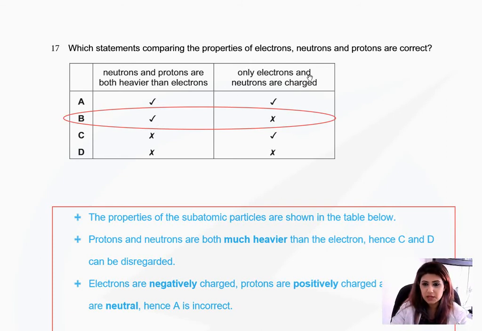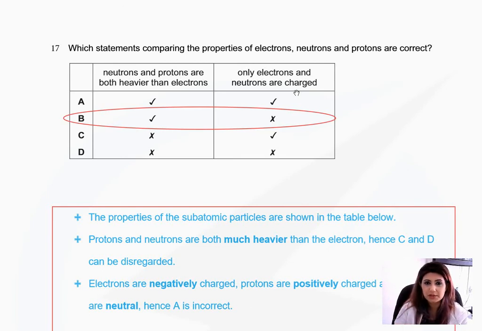Only electrons and neutrons are charged. No, that's wrong, because protons are positively charged, electrons are negatively charged. That's why if I have proton number 5, I have 5 protons, I will also have 5 electrons. So 5 protons will be +5 because protons are positive. If I have 5 electrons, it will be -5 because electrons are negative. +5 -5 is equal to 0.